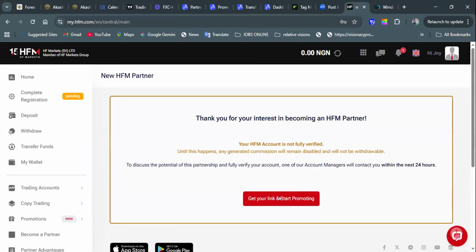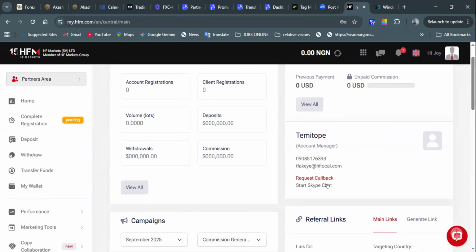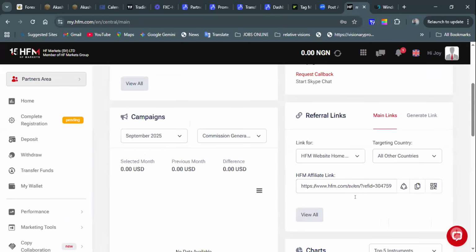All right, so your link right here. Okay, see your link now. This is your link. You can click on that link and then you can share it to your friends for them to come in. So that aspect is very important. All right, so we're done with that. Let's go to creating trading accounts.